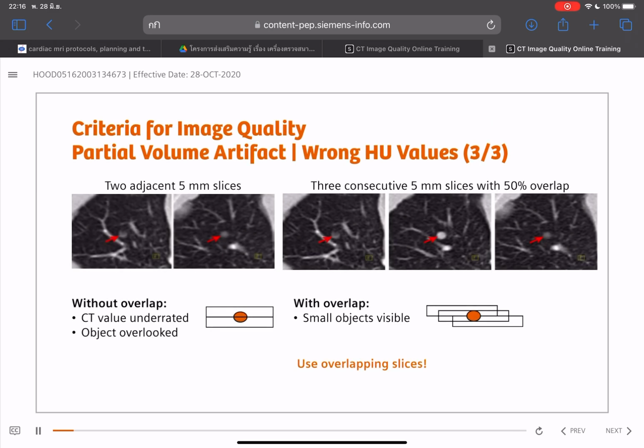This CT image of a small lung nodule makes a strong case for using overlapping slices to prevent the partial volume artifact. In the two adjacent slices without overlap, the CT value of the nodule is underrepresented, and the object might be overlooked. In the three consecutive slices with 50% overlap, the nodule is clearly visible in the center slice.